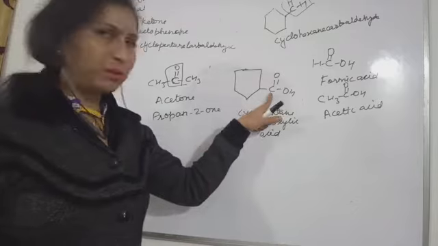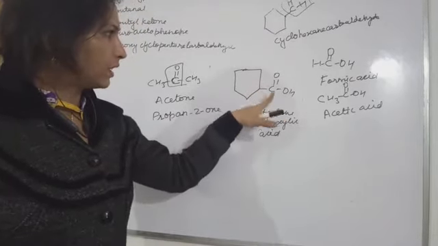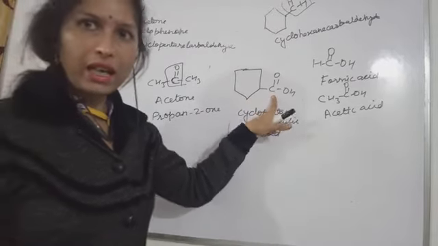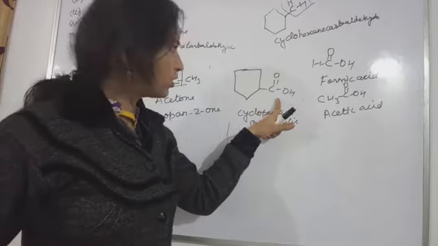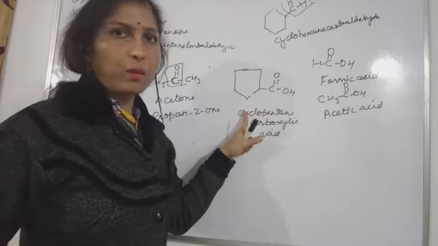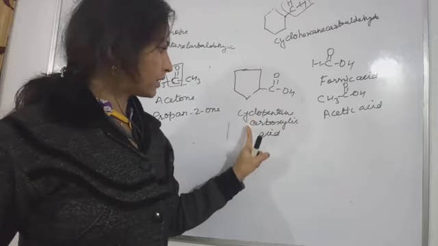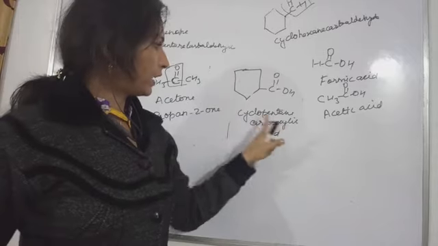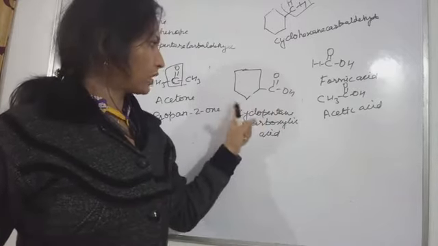Because this carbon is present in the functional group. That is why we are using the word carboxylic acid or carbaldehyde. Why? Because the carbon is present in the functional group also, and that is not counted in the parent chain. The parent chain is cyclopentane in this case. So cyclopentane carboxylic acid. This is the name we are going to give to this compound.